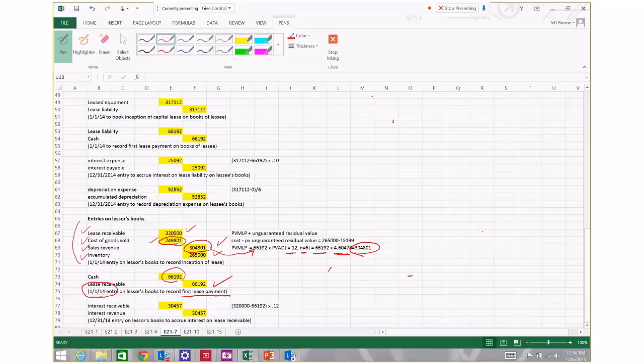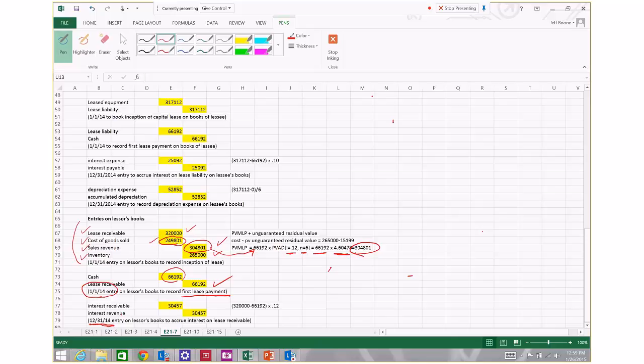Okay, the last entry here that we're going to deal with in the accounting records of the lessor is the entry on December 31st, 2014 to accrue interest on this lease receivable. Now, the payment's not going to actually be made until January 1st, 2015, tomorrow, but we need to go ahead and accrue the interest in our accounting records to reflect the interest that's accrued on this note receivable. And the way we're going to do that is we're going to debit interest receivable, credit interest revenue for the amount of the interest that's accrued on the lease.